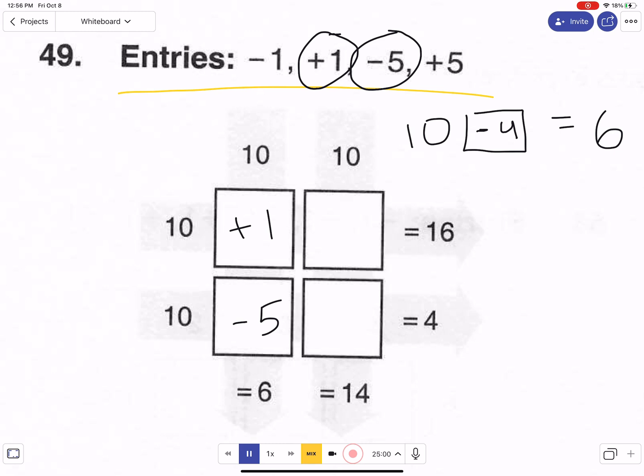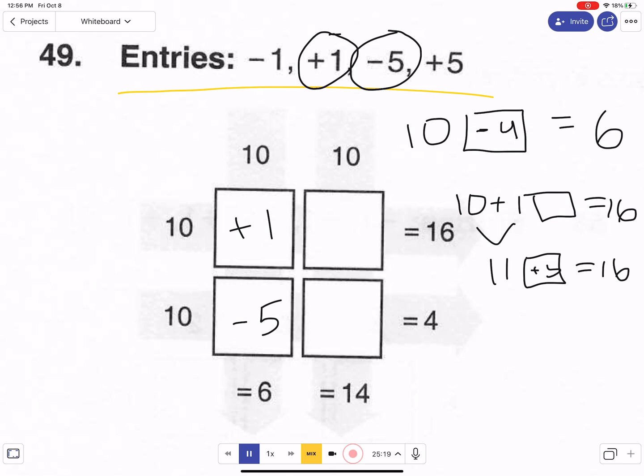Now let's do this row. So to get 10, we have 10 plus 1, mystery box, equals 16. So that equals 11, mystery box, equals 16. So to get from 11 to 16, what do we need? We need a plus 5. So we're going to put a plus 5 right here. And -1 is our only other open one, so we're going to put -1 right here.